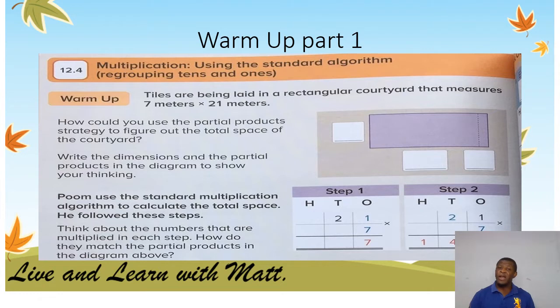Tiles are being laid in a rectangular courtyard that measures 7 meters by 21 meters. So 7 meters times 21 meters. How could you use the partial product strategy to figure out the total space of the courtyard? Now, write the dimensions and the partial product in the diagram to show your thinking. So we're going to write in this space to show our thinking.